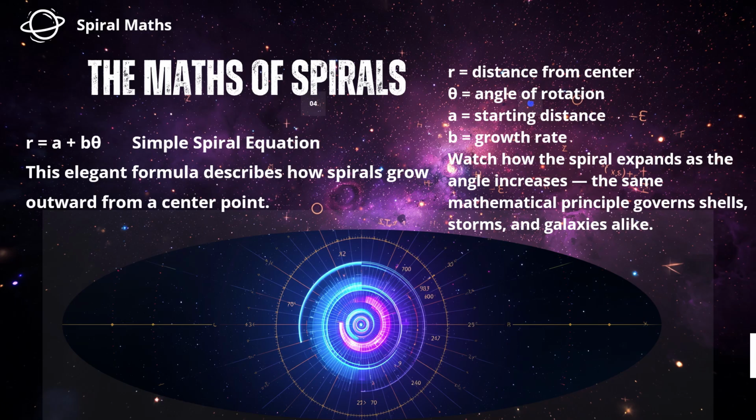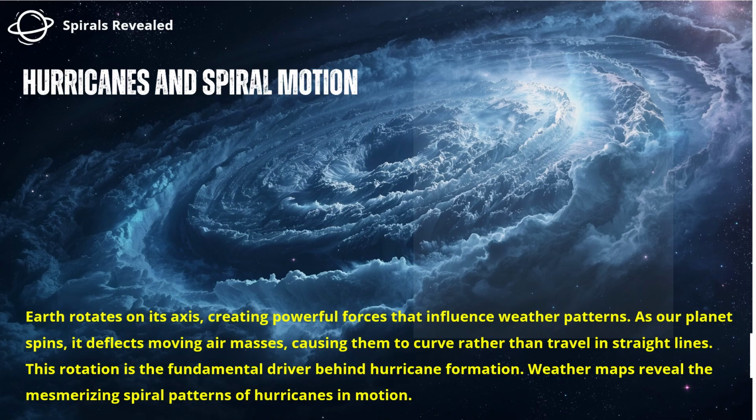Here, r is the distance from the center, theta the angle of rotation, a the starting point, and b the growth rate. Watch how the spiral expands as the angle increases. The same mathematical principle governs shells, storms, and galaxies alike. Isn't it interesting? Let us understand the hurricanes and the spiral motion.